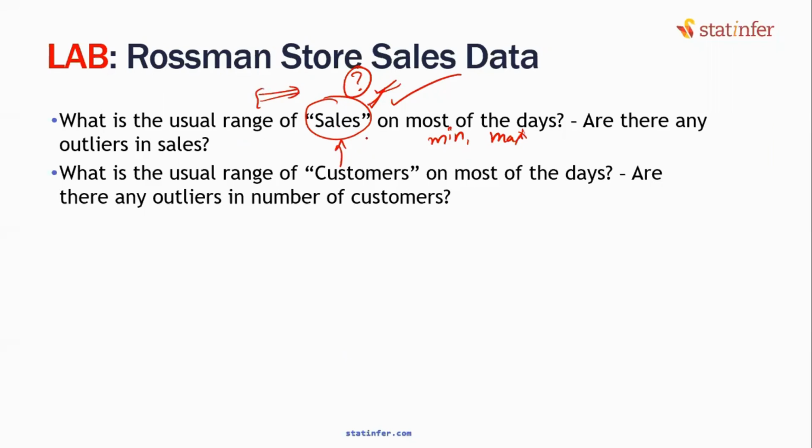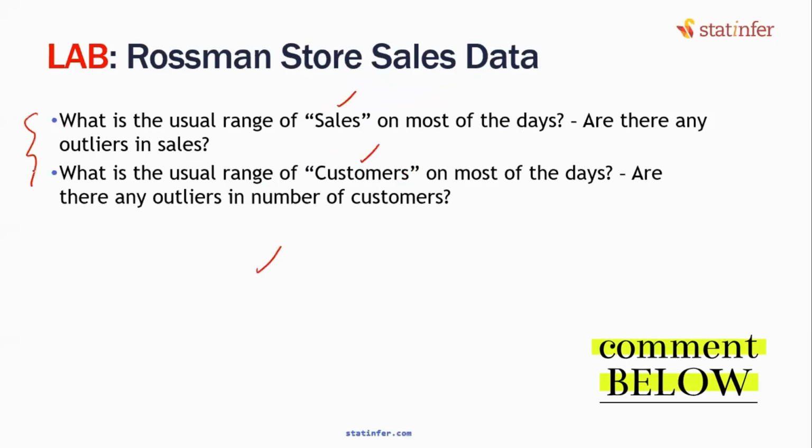So the first question is, are there any outliers in the sales? And the second question is, are there any outliers in the customers, in the sense, are there any days where customers are extremely high compared to the usual days? Are there any days where customers are extremely high? So basically two simple questions.